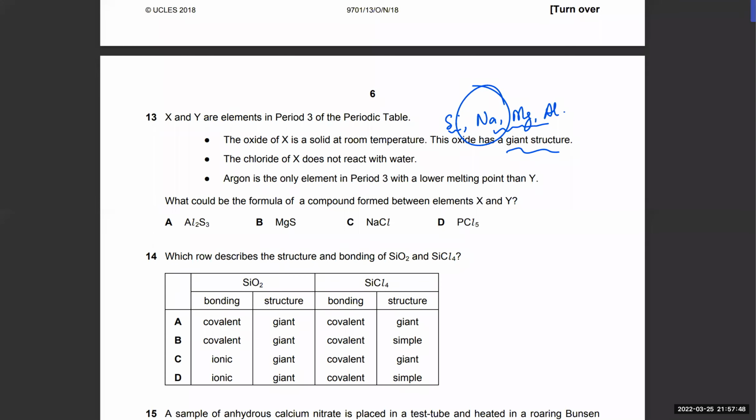Then they're saying argon is the only element in period 3 with a lower melting point than Y. That also makes sense.